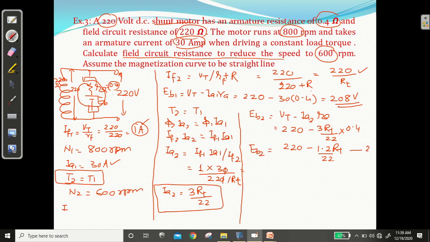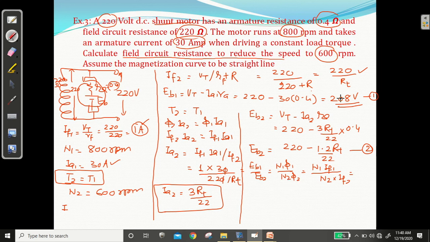Okay, equation number 2. Suppose this is equation number 1. कहाँ EB1 is this? So we know EB1 upon EB2 equal to what? N1 Phi1. So EB1 upon EB2 equal to N1 Phi1 upon N2 Phi2. N1 Phi1 के बदले में I am writing IF1 upon N2 IF2. ओके, सो बस आपको ये इक्वेशन सॉल्व करना है.